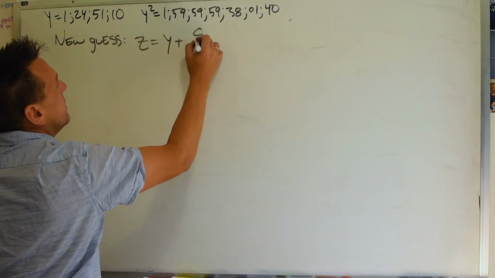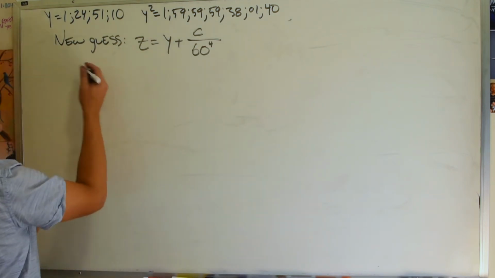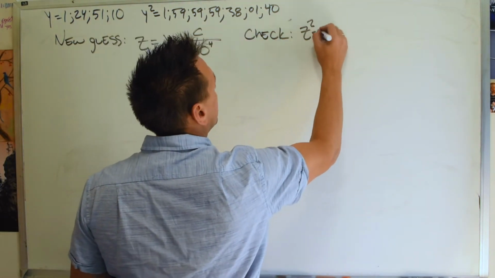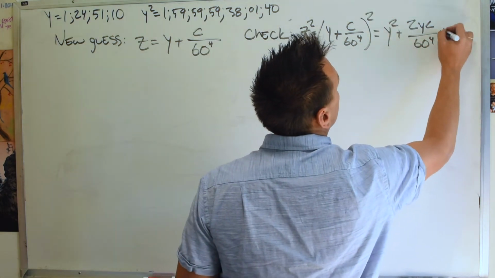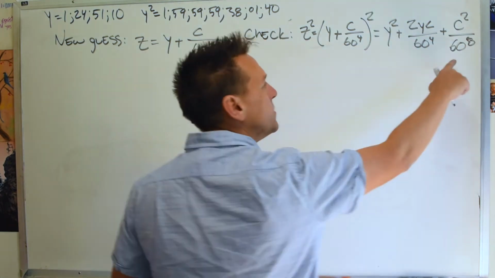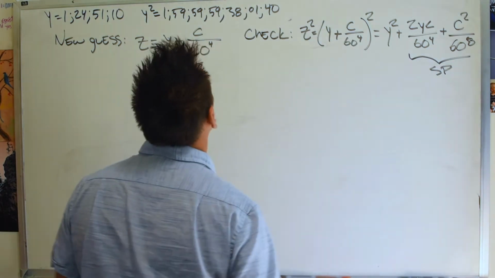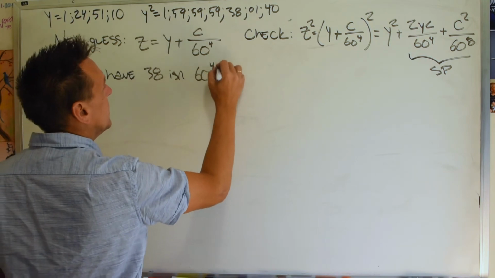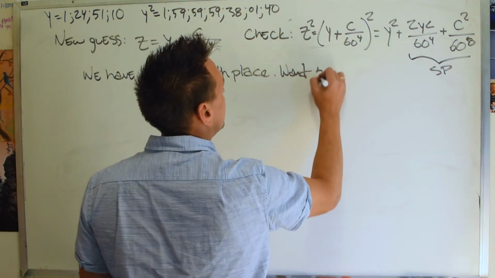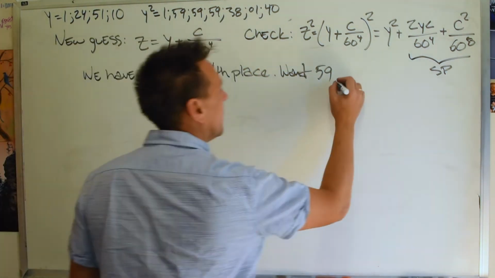z is going to be y plus some c in the 60 to the 4th place. So I'm going to check it. I'm going to get z squared equals (y plus c over 60 to the 4th) squared, which is y squared, plus 2yc over 60 to the 4th, plus c squared over 60 to the 8th. So it's still got to know 2 places back. And we'll put this thing right here, our small part, and so we have 38 in the 60 to the 4th place. And we want 59, so we want a total of 21.